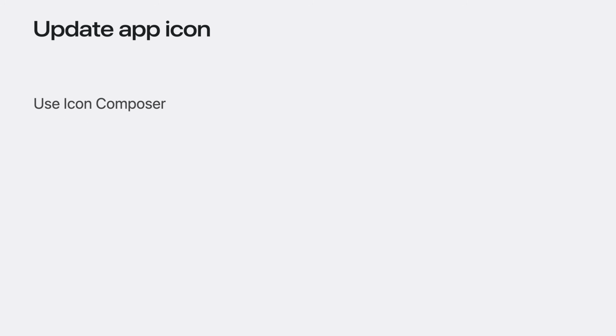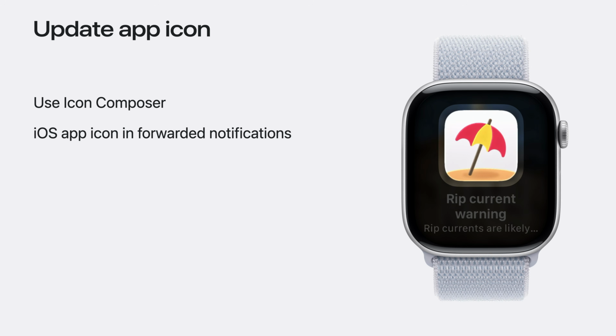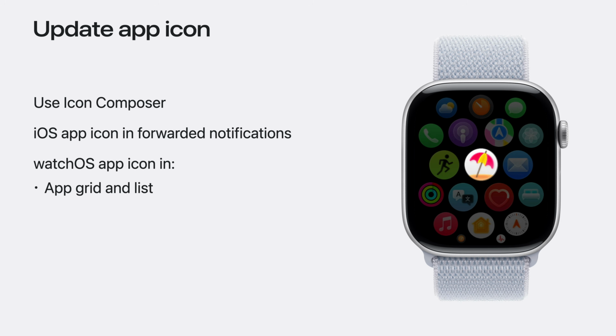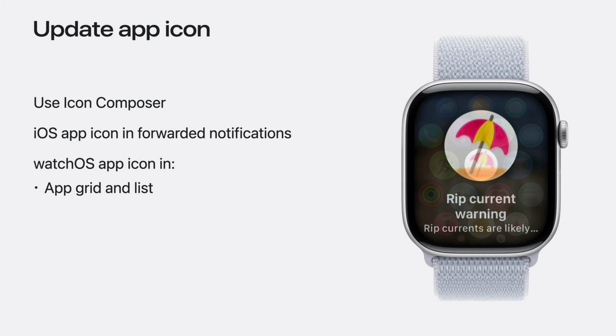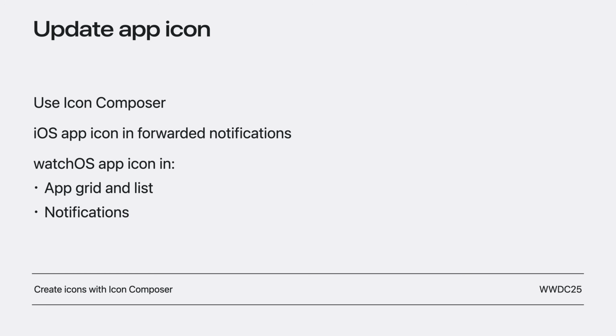App icons also have a new appearance in iOS and watchOS 26. Use Icon Composer to update your app icon. Your updated iOS app icon appears in notifications forwarded from iPhone to Apple Watch. And your updated Watch app icon appears in the app grid and list, and in notifications sent directly to Apple Watch. To learn more about Icon Composer and all the new features for icons in apps, check out Create Icons with Icon Composer.